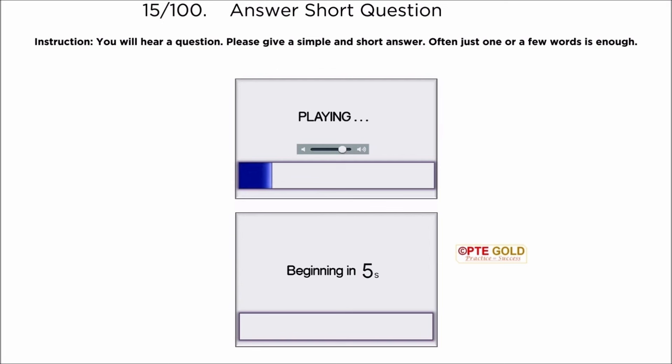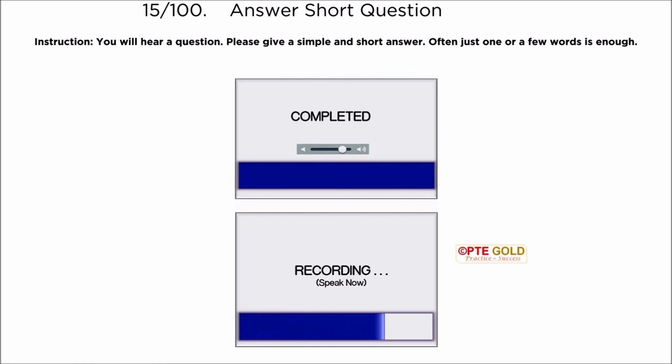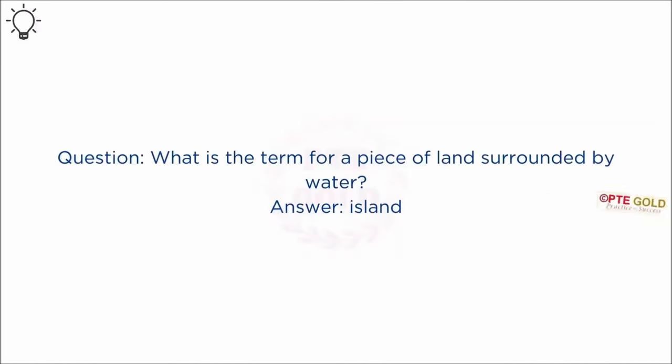What is the term for a piece of land surrounded by water? Island.